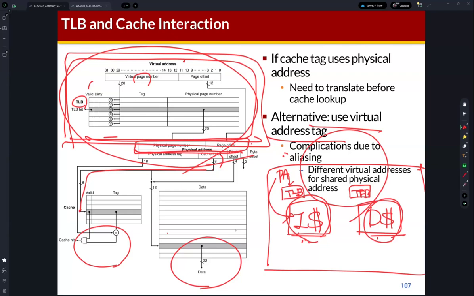It's because the virtual address is fake. It's just virtual, not a real address. But this is an advanced issue, so it will be covered by advanced computer architecture.